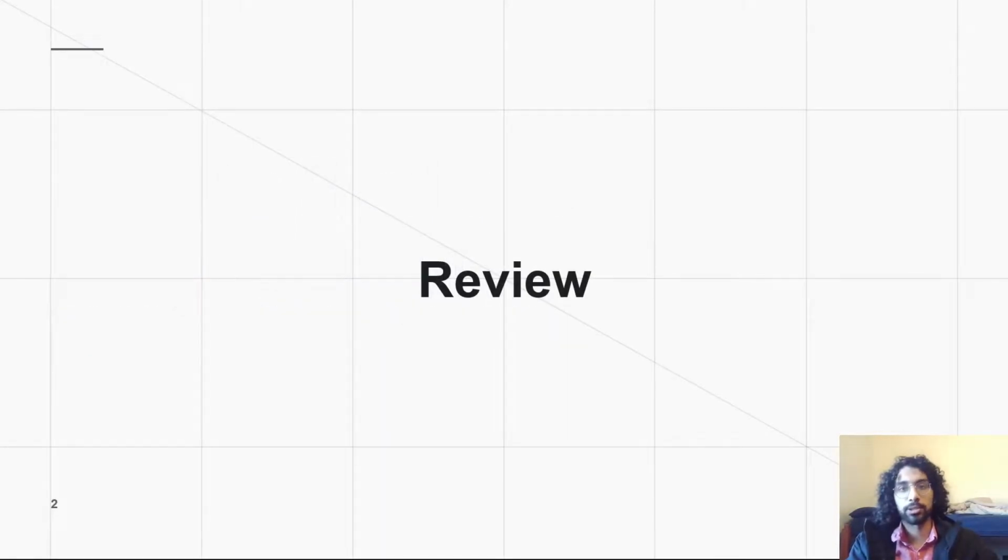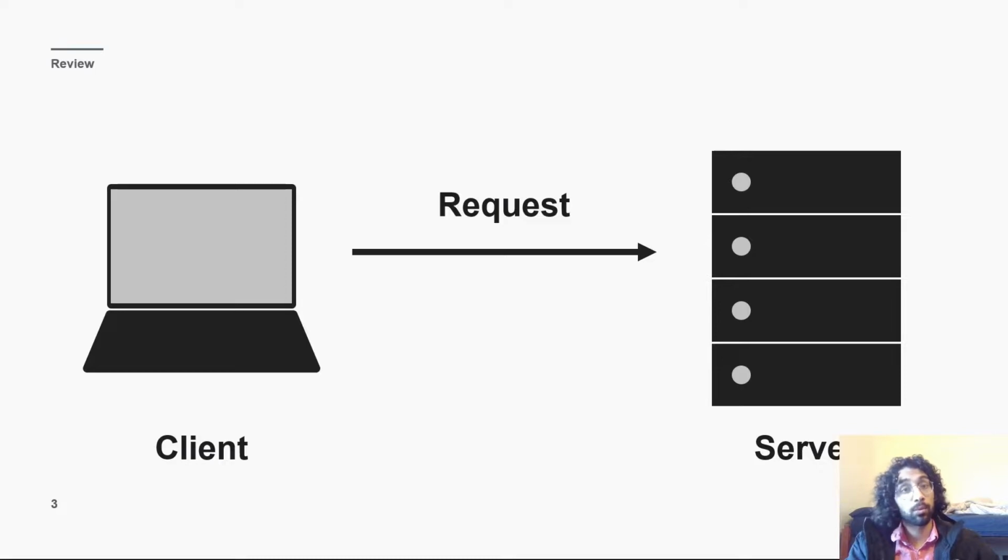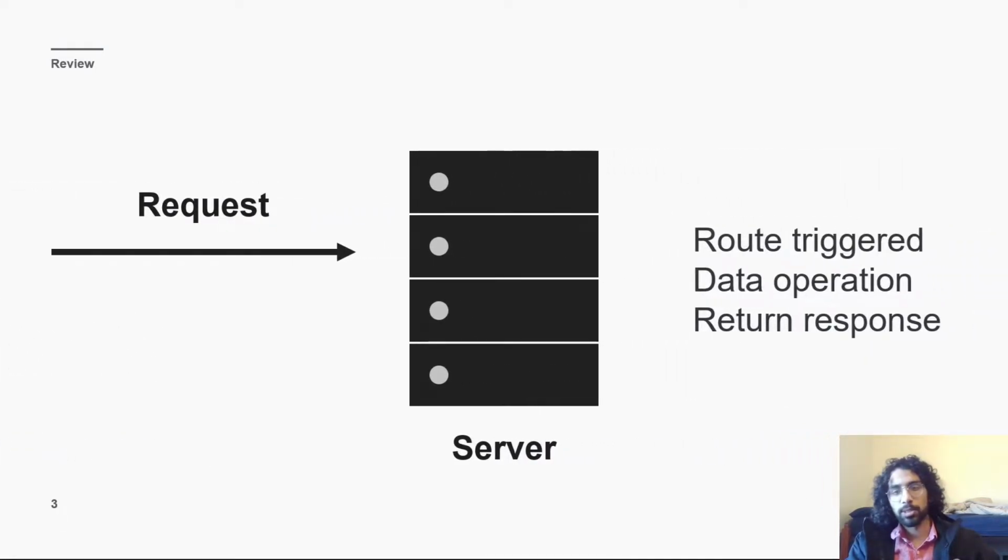Let's recap and just touch base on the things we've been covering in the last two lectures, right? Lecture 1, we learned about the client-server model, right? The client sends a request, which triggers some route, or remember another word is endpoint. Then we do one of the CRUD operations on it: create, retrieve, update, delete, and finally return a response.